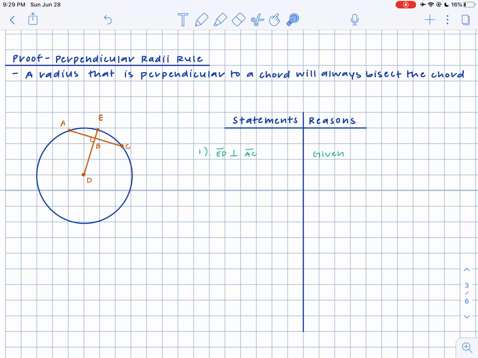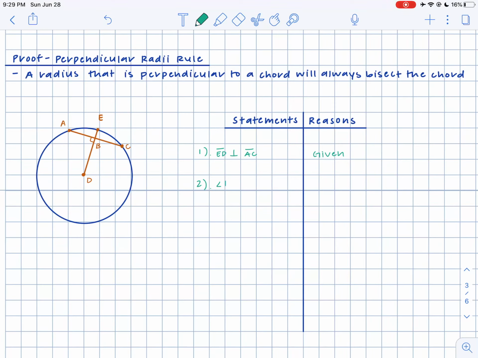So looking at the figure, what are we given? We're already given that segment ED is perpendicular to segment AC. How do you know that? Because you see that it meets at a right angle, so you know it's perpendicular. And this notation means perpendicular. So that is our statement, and we'll write given. Okay, what other statements can we make? Well, since we see that it is perpendicular, that means it meets at a right angle. So this is a right angle, and this is a right angle.